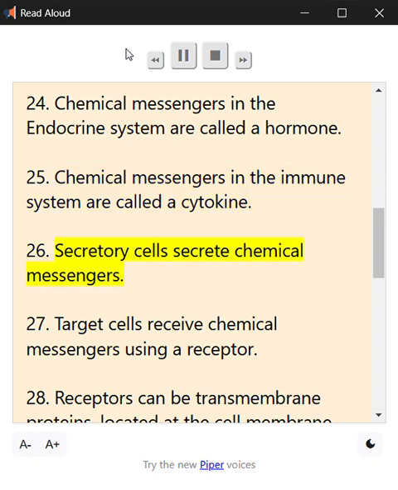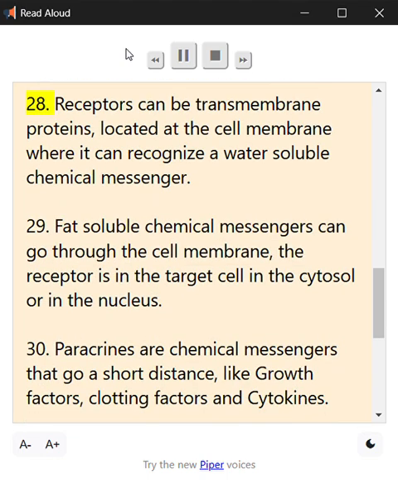26. Secretory cells secrete chemical messengers. 27. Target cells receive chemical messengers using a receptor. 28. Receptors can be transmembrane proteins, located at the cell membrane where it can recognize a water-soluble chemical messenger. 29. Fat-soluble chemical messengers can go through the cell membrane. The receptor is in the target cell in the cytosol or in the nucleus.